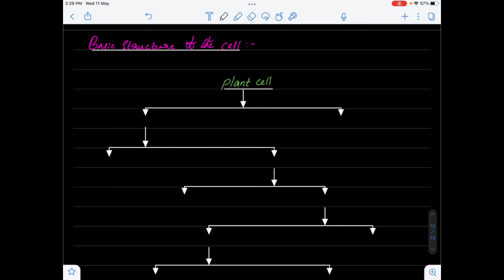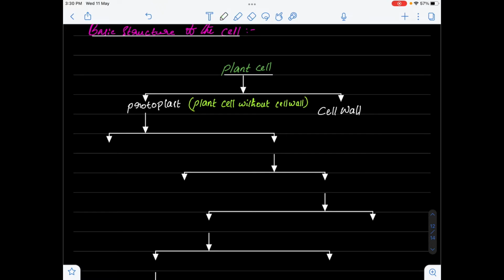Hello everyone. In this video we will discuss the basic structure of the cell, that is the plant cell. The outermost layer of the plant cell is called the cell wall. A plant cell without a cell wall is called a protoplast.